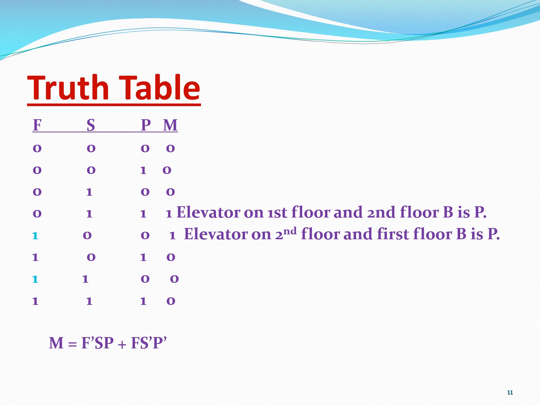Now for M equal to 1, we write the expression M is equal to F complement S P plus F S complement P complement. Now if you try to implement it, you require 2 AND gates and 1 OR gate, and the simple circuit gets implemented.